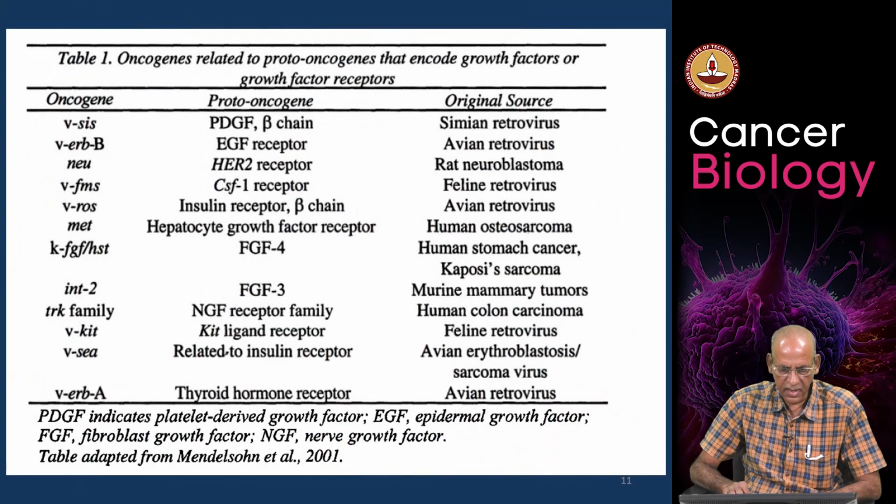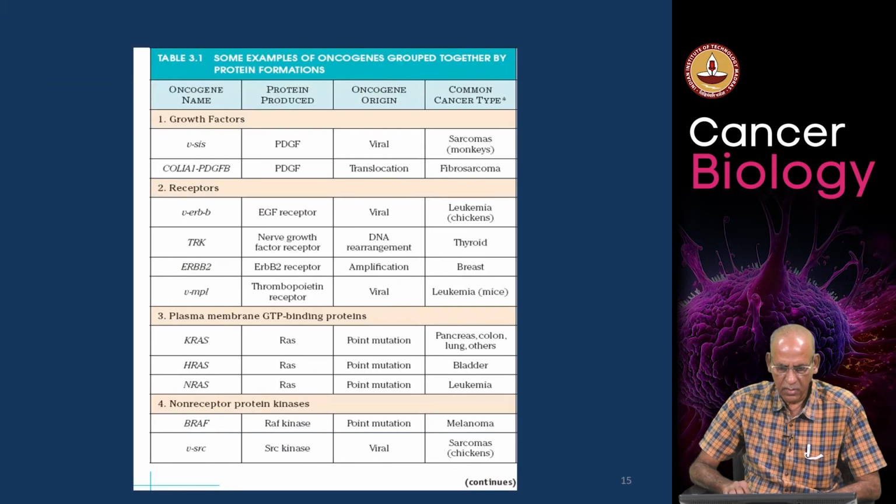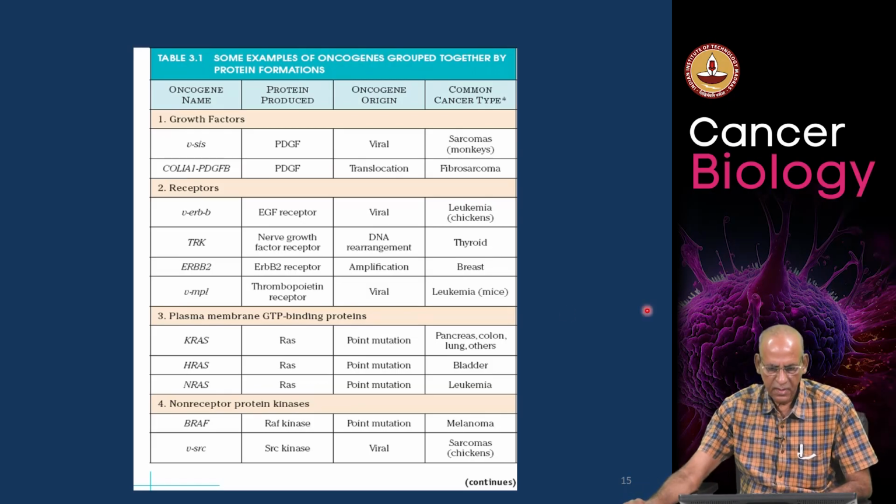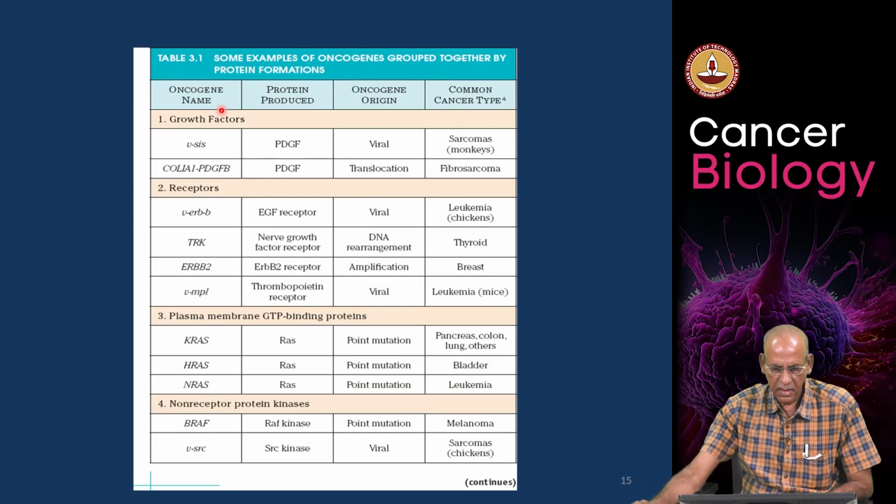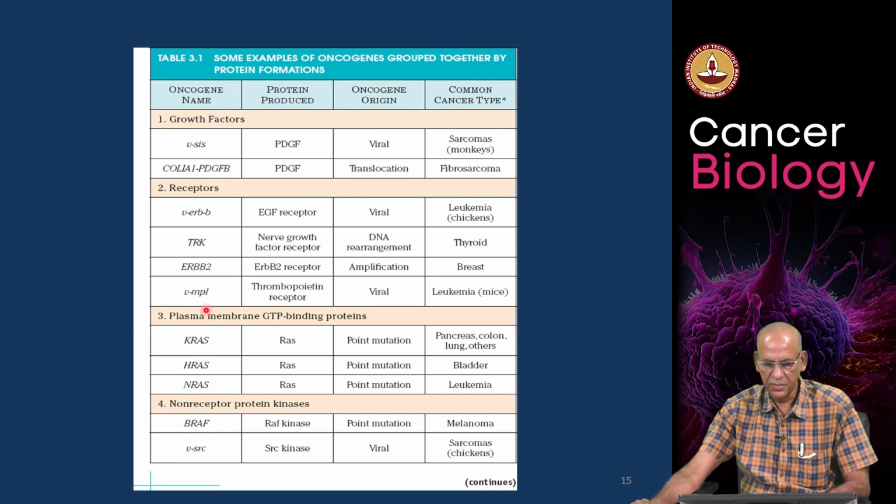Although I have given several tables in this, I think we can go with this one. For example, it gives you some examples for oncogenes which are growth factors. I already told you about this. Receptors, for example, EGF receptor, nerve growth factor receptor, ERB2 receptor, thrombopoietin receptor. These are all the oncogenes that were discovered. The genes were named essentially from their viral origin. I already told you many of the names. For example, ERBB means erythroblastosis virus.